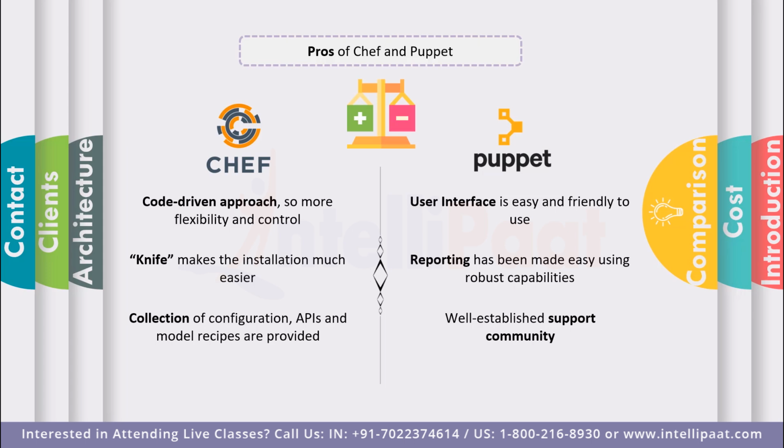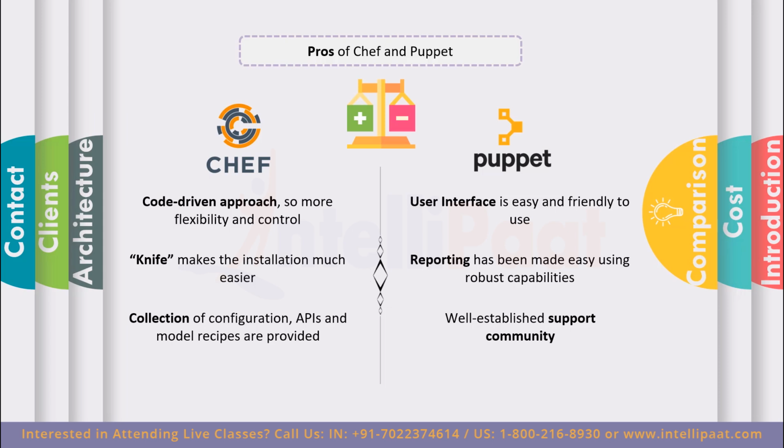Next is Knife. Knife is basically like a package manager for Chef, and it makes the installation process of Chef much easier. Even though Chef is really complex to install and work with, Knife tries to make it a little bit easier. Then a collection of configuration, APIs and model recipes are provided. They already have a set of model recipes which you can take and use and check how it works. They also have APIs and configuration files. All of this is already provided. If you're starting off with it, you can go ahead and use them to practice.